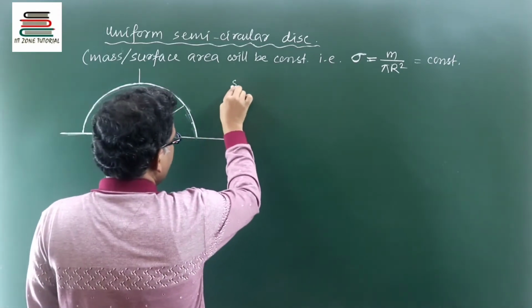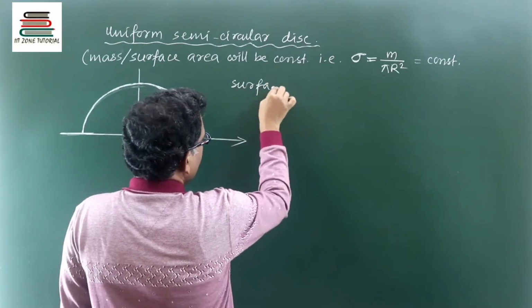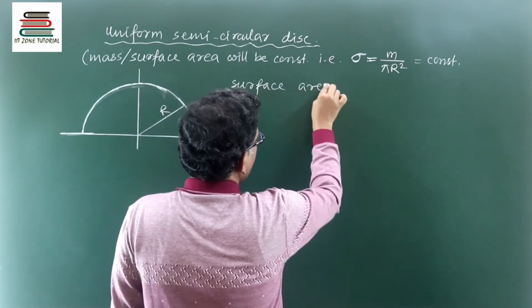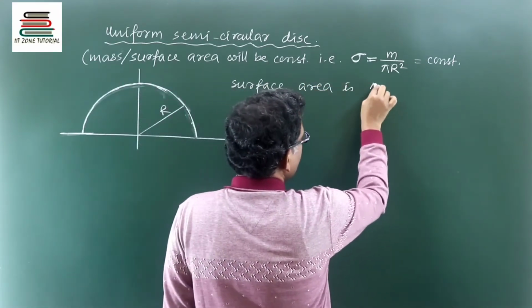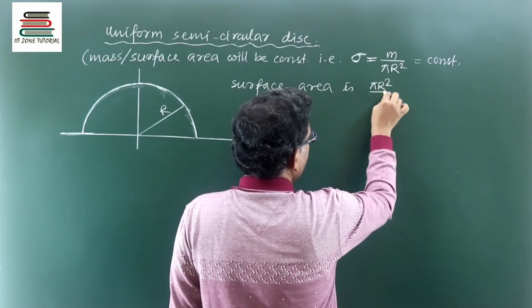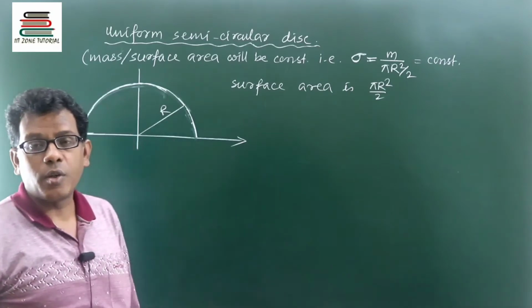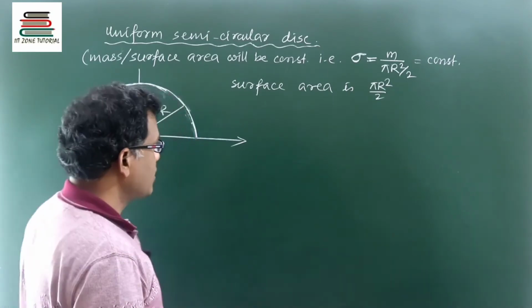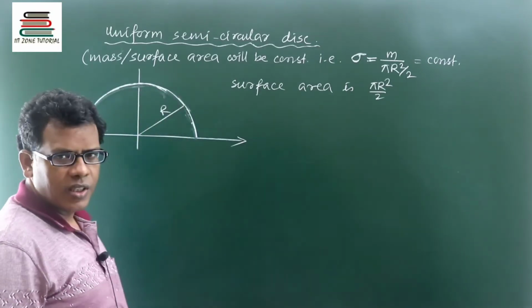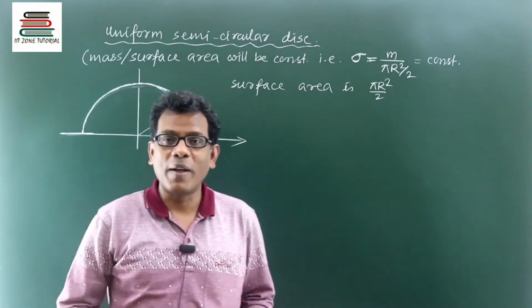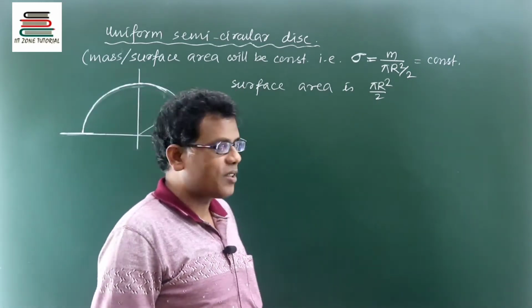So surface area is pi r square by 2. Sorry, here I had missed it. Pi r square by 2, because we are talking about a semicircular disc. For a full circle, we know that the surface area is pi r square. For a half circle, it will be pi r square by 2.